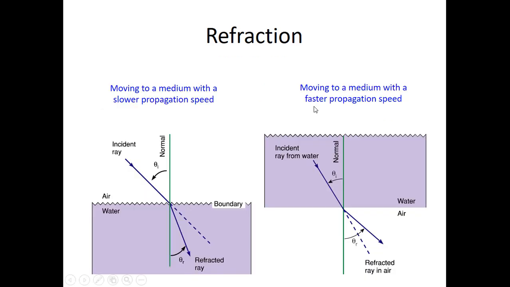You can see here our incident rays. If you're going from something with a high index of refraction to a low index of refraction, we bend away from the normal. And if you're going from something with a low index of refraction to a high index of refraction, we bend towards the normal.